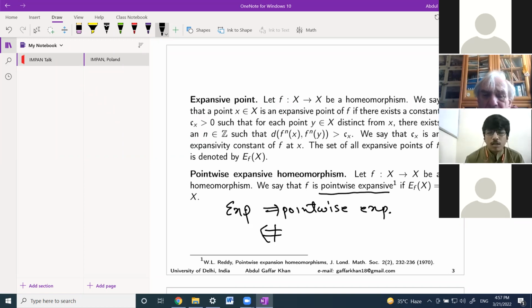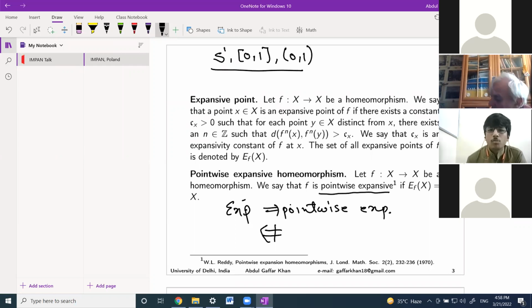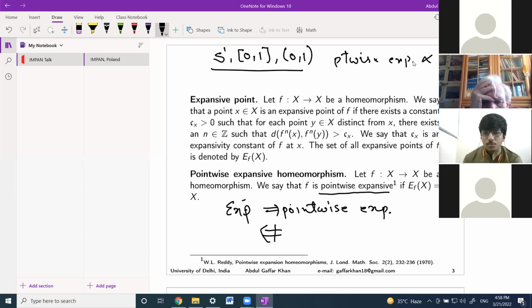Before that, let me just remark that even though this is a strictly weaker notion, as he has provided an example which is pointwise expansive but not expansive, he has proved that spaces such as the unit circle S1 and bounded intervals do not admit any pointwise expansive homeomorphism. Again, one of the important factors that plays a role in the proof of this result is the notion of periodic points.